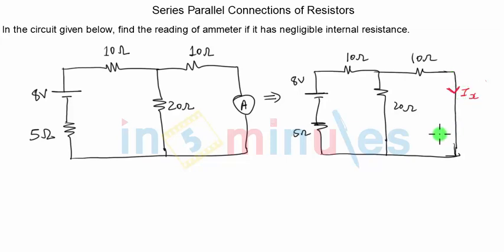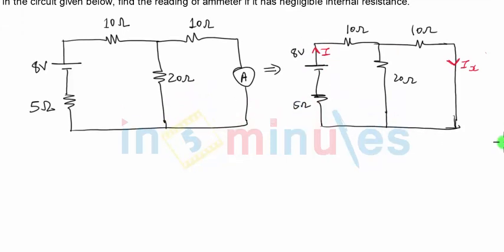For that, let us first find out what is the total current the battery supplies. Let me call it I. To find the total current supplied by the battery, I will first simplify this resistive network, in which this 20 ohm and this 10 ohm, you can see, are connected between two common ends, and hence they are in parallel. So the equivalent circuit will look something like this.